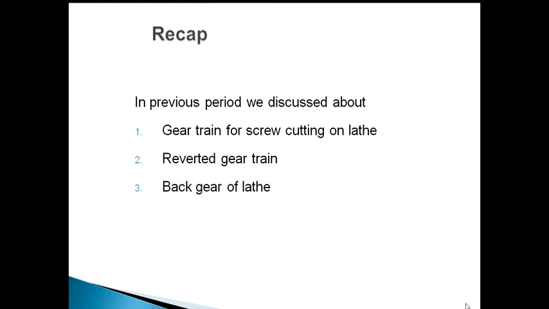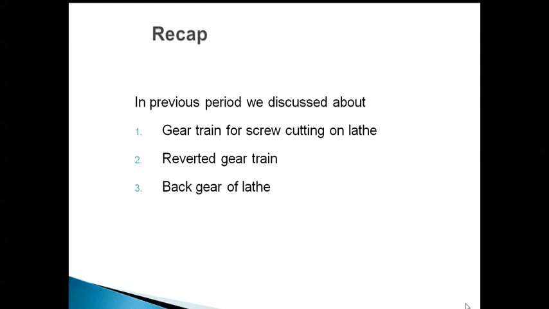The power transmission takes place from the cone pulley, which is directly connected to gear A, so A will rotate. A meshes with gear B, so power is transmitted to B. B and C are a compound gear train on the same shaft, the idler shaft. So power is transmitted from B to C because those two are on the same shaft, and C is connected to D, which is keyed to the spindle, so the spindle will rotate. This way the back gear of a lathe works.